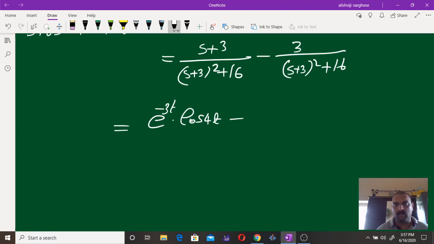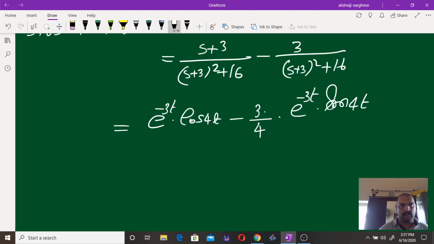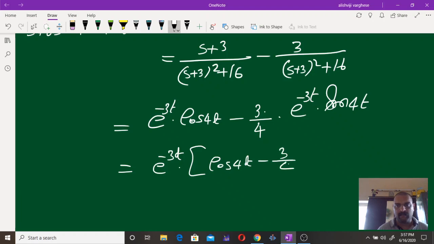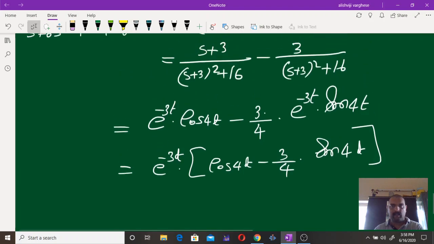And therefore we need an a here. a is equal to square root of 16, that is 4. So we multiply and divide with 4. So 3 is taken outside. Then we multiply with the 4 and divide with the 4. So we divide with 4 here. Then the inverse Laplace transform is e raised to minus 3t into sine 4t, which is equal to e raised to minus 3t taken as a common factor, and what remains is cos 4t minus 3 by 4 sine 4t.